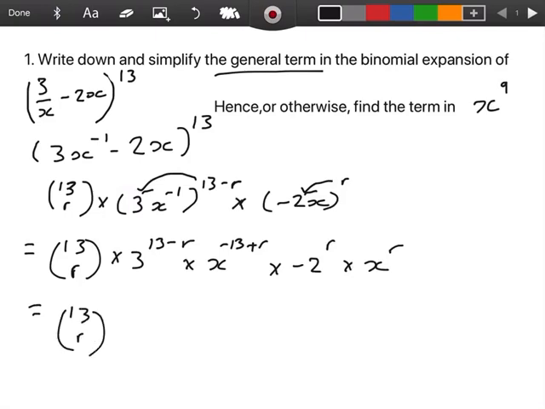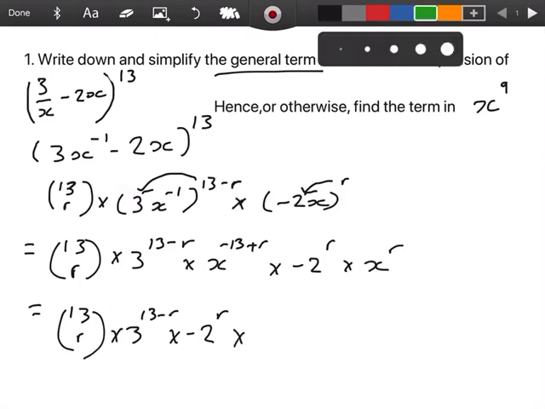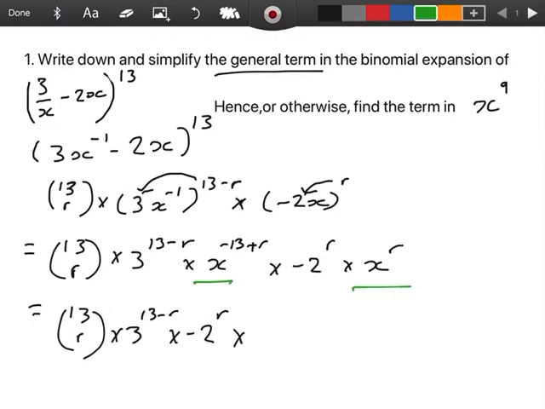That becomes 13Cr times 3 to the power of 13 minus r times negative 2. We're just going to bring the numbers together. Times, now what we can do here is bring the x's together as one, using our laws of indices we learned from National 5. So negative 13 plus r plus another r gives, well, you've guessed it, negative 13 plus 2r, times x to that power.